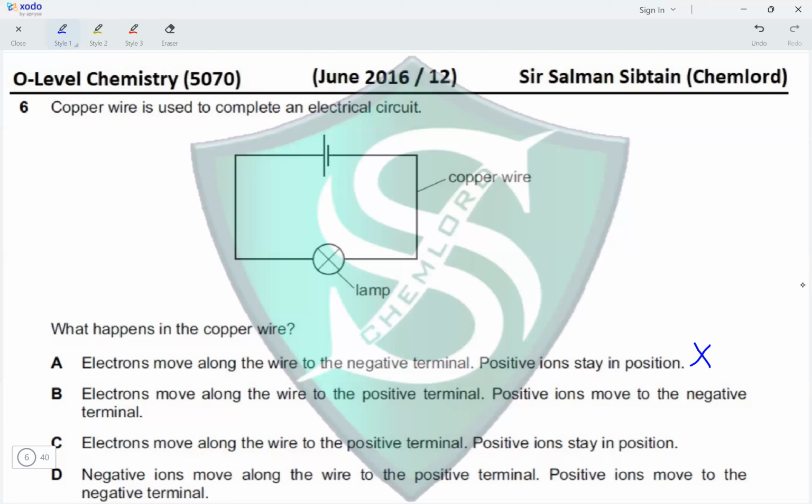Positive ions move to the negative terminal. No. Positive ions will not move. Positive ions do not flow. It is just the flow of electrons that creates a potential difference. Next, electrons move along the wire to the positive terminal. Positive ions stay in position. Yes, positive ions do not move. Negative ions move along the wire to the positive terminal. No, it's supposed to be electrons, not negative ions. Therefore, the correct option for this question is option C.